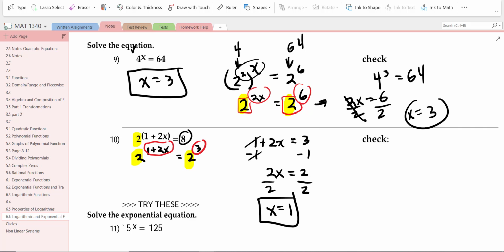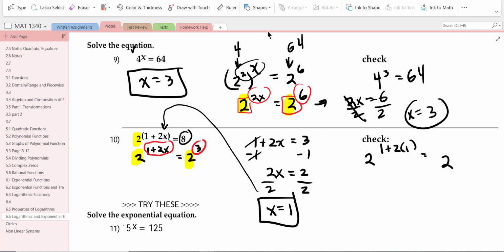Okay? Now, we're going to check these because that ultimately helps you understand what you're doing. How do you check any equation? Well, you plug the answer in to the original and see if it works. So just write down the original. You're going to have 2 to the 1 plus 2 times 1. Just replace x with 1, and then work this out.